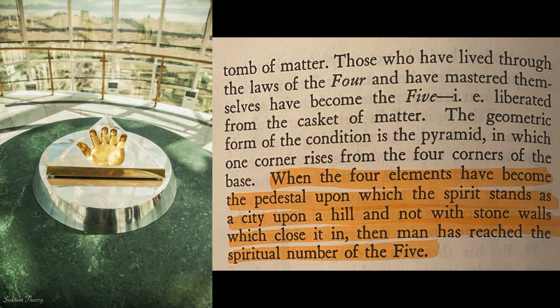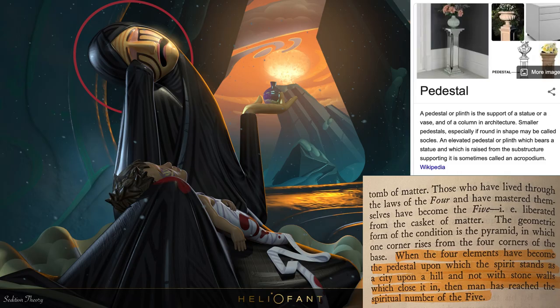The geometric form of the condition is the pyramid, in which one corner rises from the four corners of the base. So we see inside this famous pyramid from Kazakhstan, we have the five inside the five, the one returning to the source. When the four elements have become the pedestal upon which the spirit stands, a city upon a hill and not with stone walls which close it in, then man has reached the spiritual number of five.